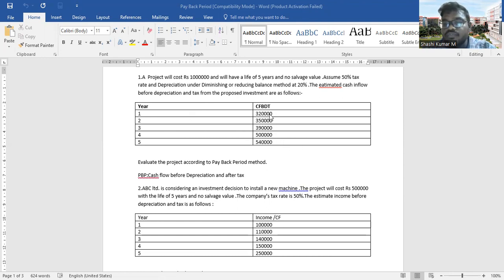Now here the cash flow is uneven. How do you say it is uneven? Because every year the profit is changing, the cash flow is changing. So let us solve this problem. This is the uneven cash flow.